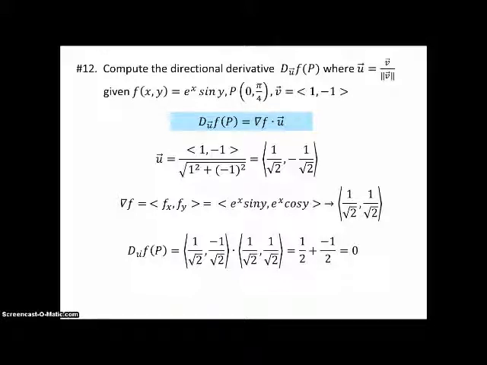And notice the directional derivative is always a number. This means that there would be no change in z along that particular vector, if x and y moved along that particular vector.